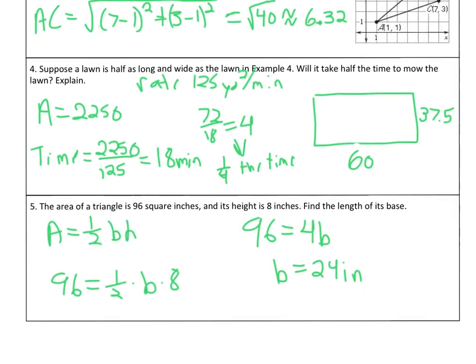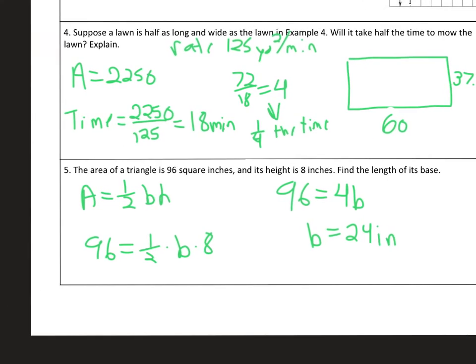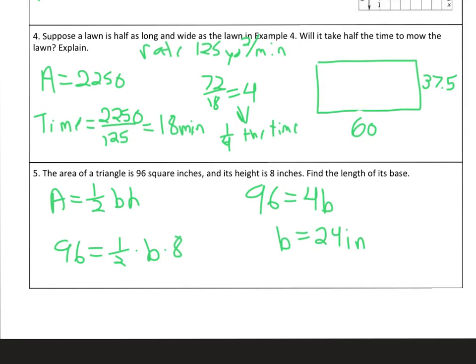Moving ahead. The lawn from our previous example, it's half as long, half as wide. Will it take half the time? So with this one, I just shrunk the lawn using the same rate as we had before. I found the area of that shrunk lawn to be 2250. I took that divided by our same rate of 125 square yards a minute. It took me only 18 minutes.